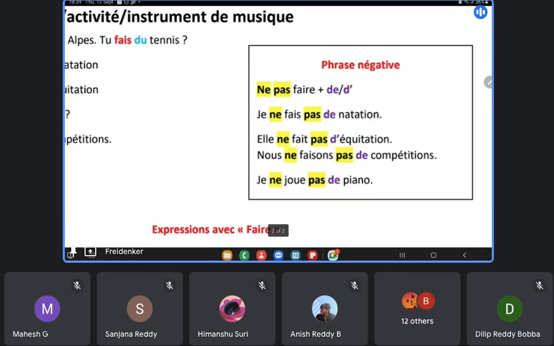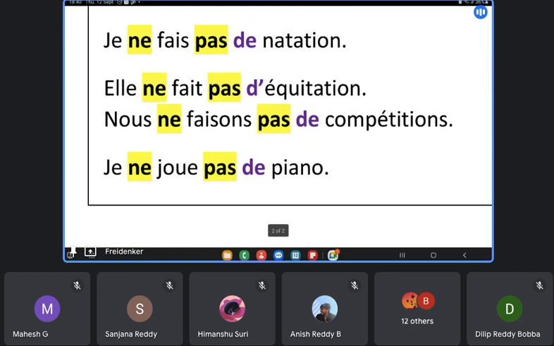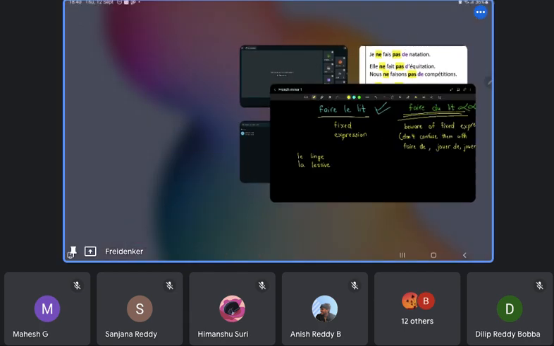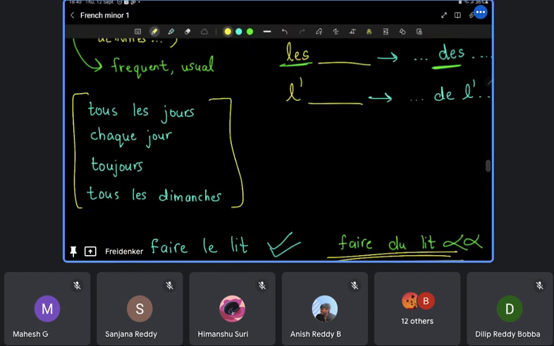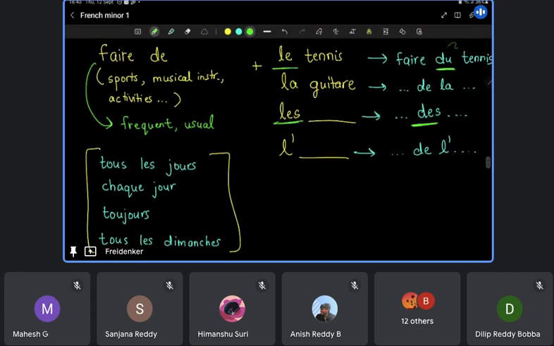Now the part here is when it is in negative. What happens is when you use article contracté for faire, faire de, yes, what happens is in the negative, all of this becomes de or d' in negative sentences.